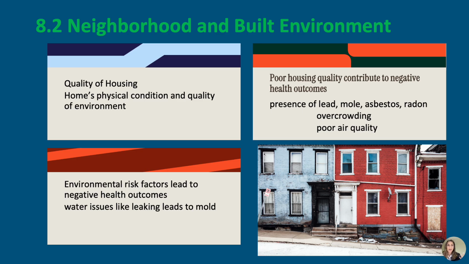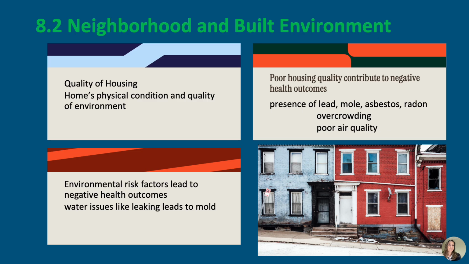So when we think about housing, we can think not just about whether someone is housed or unhoused, but what is the actual physical condition and quality of the environment. So we're going to go a little bit deeper, because poor housing quality contributes to negative health outcomes like the presence of lead, mold, asbestos, radon. And we think of overcrowding, we're now thinking that that can be a higher risk for transmitting communicable diseases.